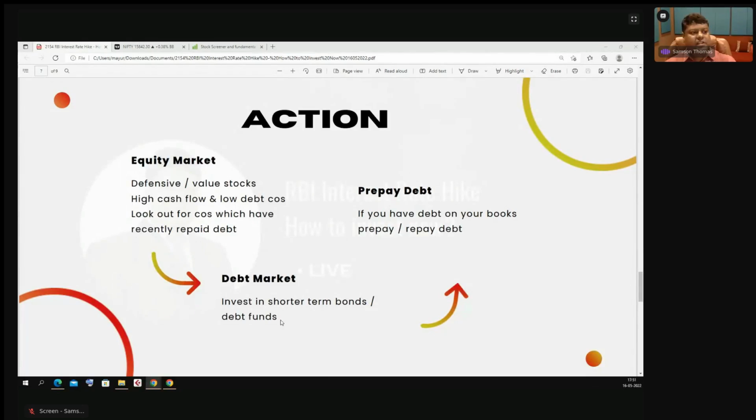In the equity market, you want to select defensive or value stocks, right? Those stocks that are undervalued right now, and they have a high cash flow and low debt. This will be mostly blue chip companies, or mostly companies which have very high dividend, or companies in the FMCG sector. So those kind of companies which have a very high cash flow, those are the companies that you want to stay in right now.